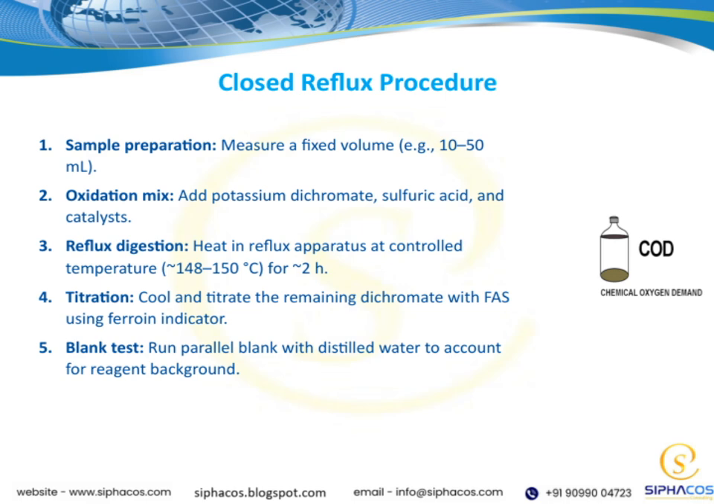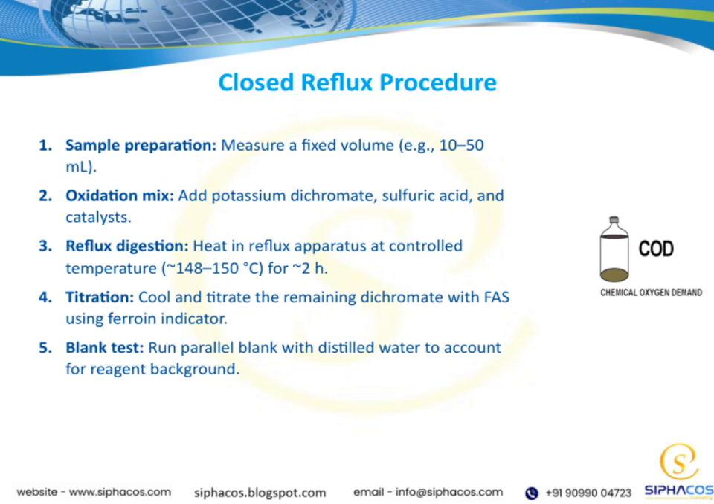Here, we titrate the remaining dichromate with FAS, or ferrous ammonium sulfate, using a ferroin indicator to signal the endpoint. It's also important to run a blank test in parallel, using distilled water instead of the sample. This helps us account for any background reagent effects, ensuring our results are accurate and reliable.